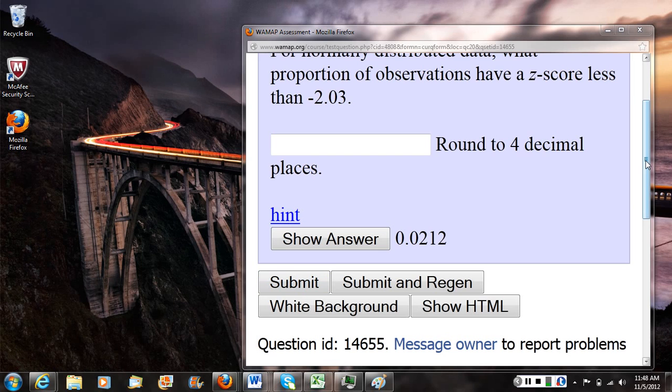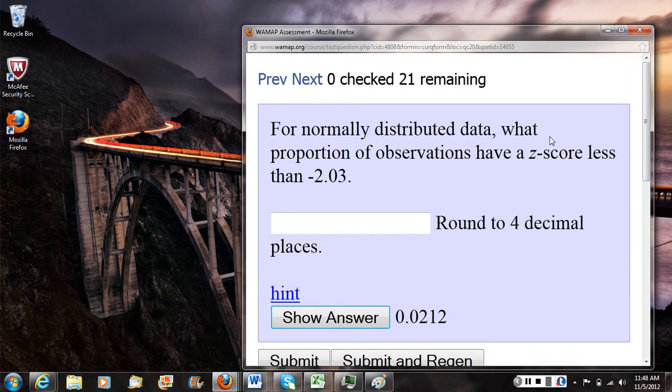Here's the problem we're looking at today. So for normally distributed data, what proportion of observations have a z-score less than negative 2.03?